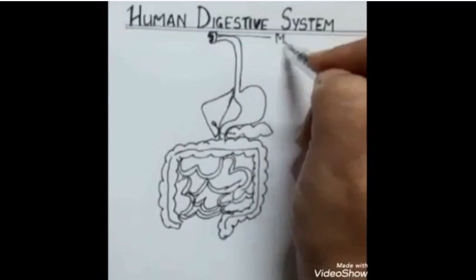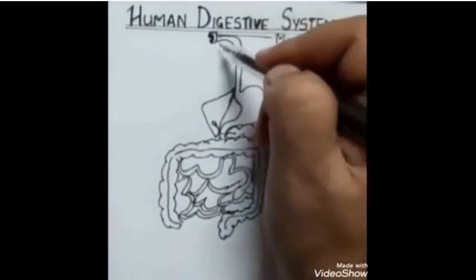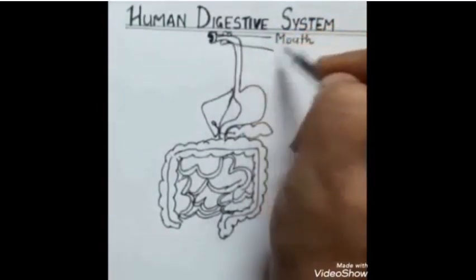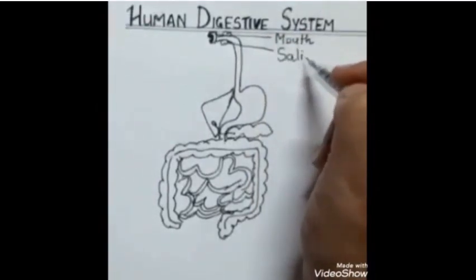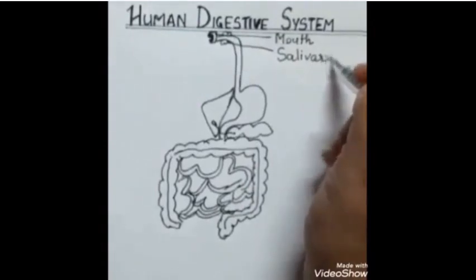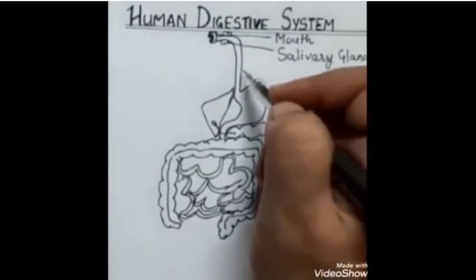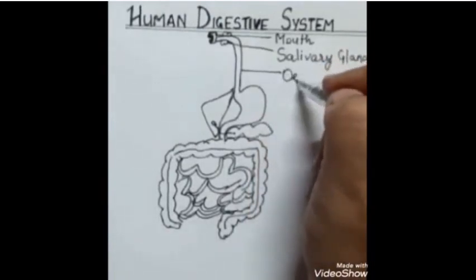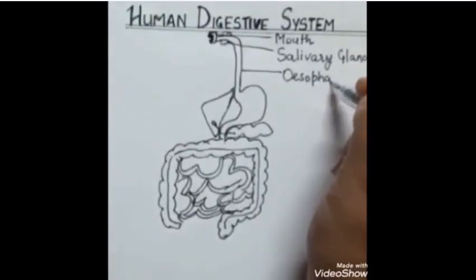First is mouth. The first letter has to be the capital. And here we have salivary glands also. These salivary glands, they secrete saliva. Then we have the food pipe. The other name of the food pipe is esophagus. O is silent, children.